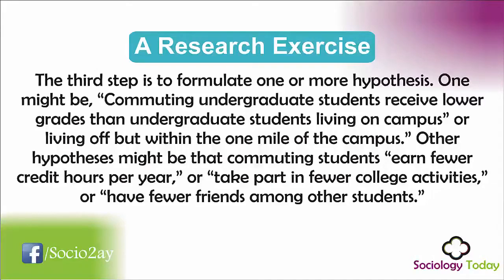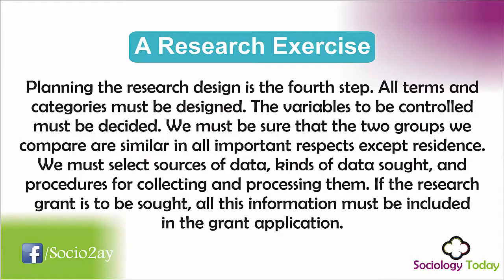The third step is to formulate one or more hypotheses. One might be, commuting undergraduate students receive lower grades than undergraduate students living on campus, or living off but within 1 mile of the campus. Other hypotheses might be that commuting students earn fewer credit hours per year, or take part in fewer college activities, or have fewer friends among other students.